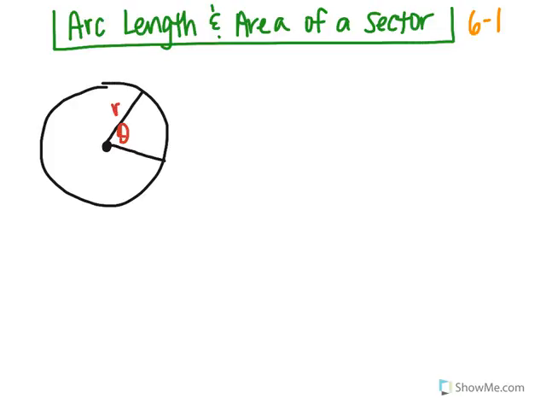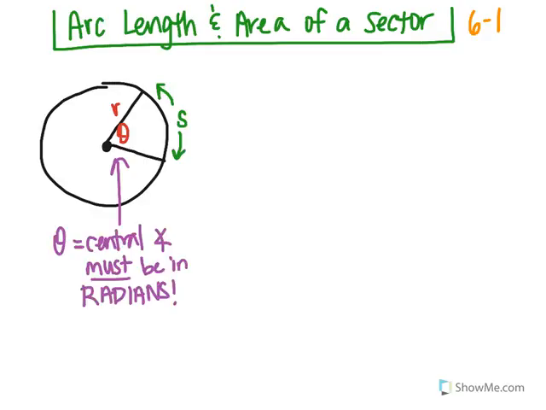Arc length is denoted by s. This is not a 5, it's s. They use s in math for the length along the edge of the circle, the arc length. The one thing that you need to know is that your central angle theta, that angle, in order to use these formulas to find arc length and area, has to be in radians. So you can't use the formulas I'm about to give you unless you convert your angle, if it's in degrees, to radians.